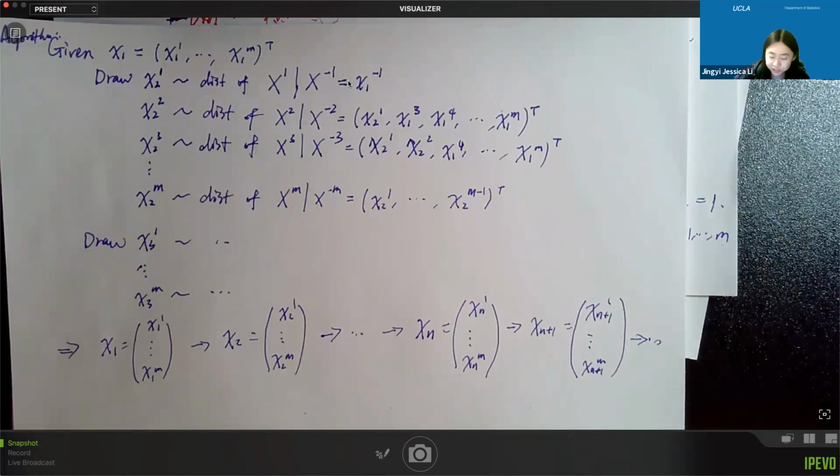But no, you just need to know that for now, the Gibbs sampling is working by sampling dimension by dimension. In every step, you need to do m updates to fully update the m dimensions before you go to the next step, to the next time point in the Markov chain.